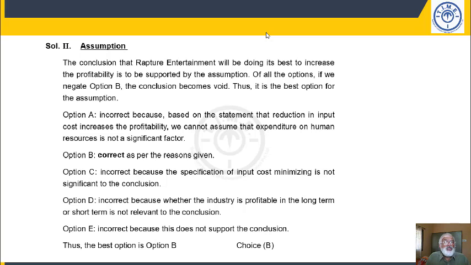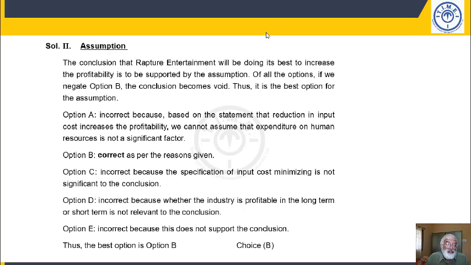Now A is incorrect because the statement on the reduction in input increases profitability cannot assume that human resources, it didn't talk about salaries, right? The business of salaries was not there. B is correct as we've discussed. C, it tells you it's incorrect because the specification of input cost minimizing is not significant. No. It is actually significant if they gave us the totality. If they told us that in every aspect we can actually minimize input costs significantly, but they don't have that information, so it's not significant to this conclusion. We don't have enough to be significant.